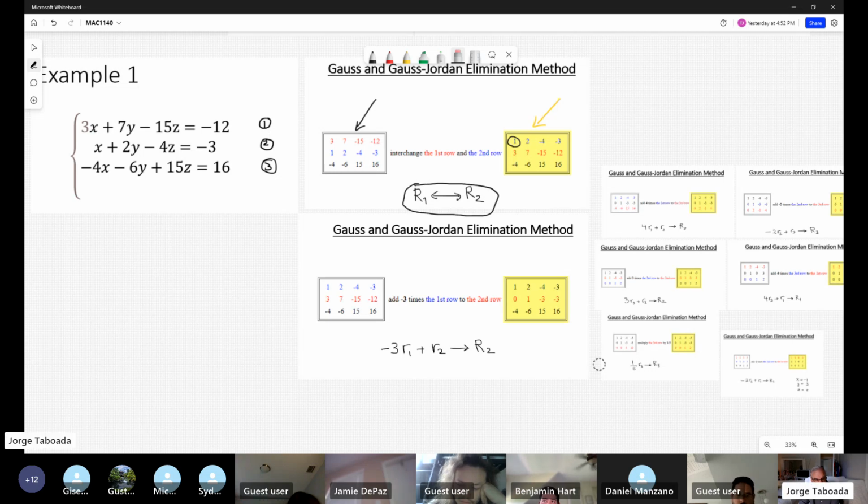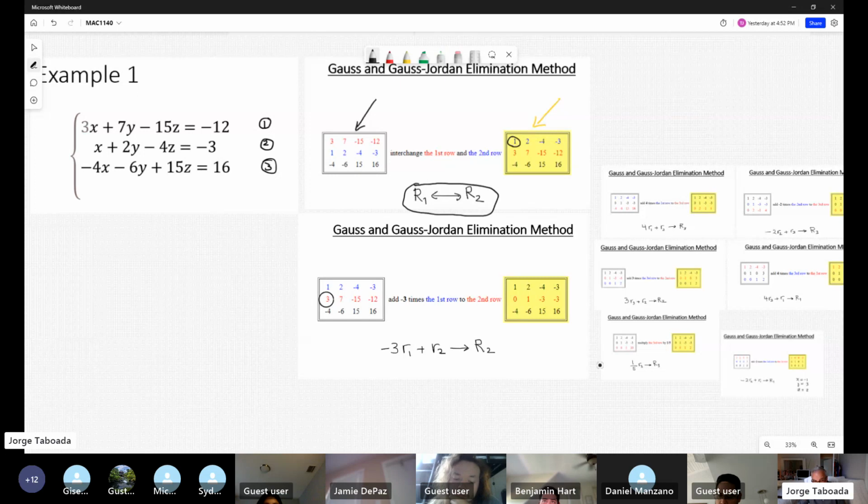So I realize I need to create 0 here. How? We select -3, which is the same number that you want to eliminate, but with the opposite sign. It's like elimination because +3 and -3 is 0. Yes or no? And you multiply everything.